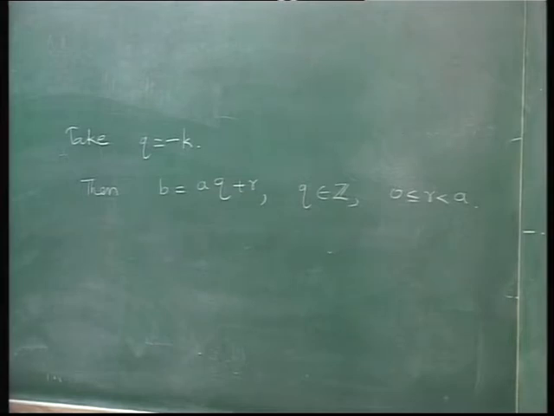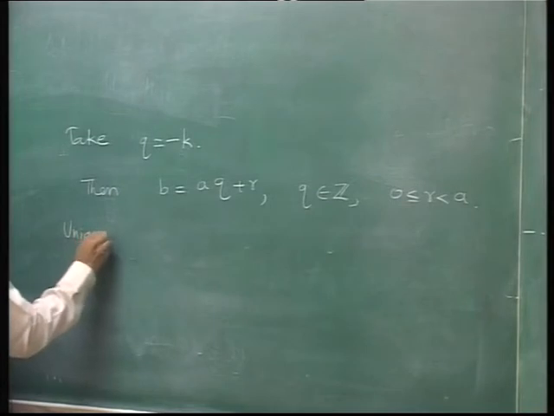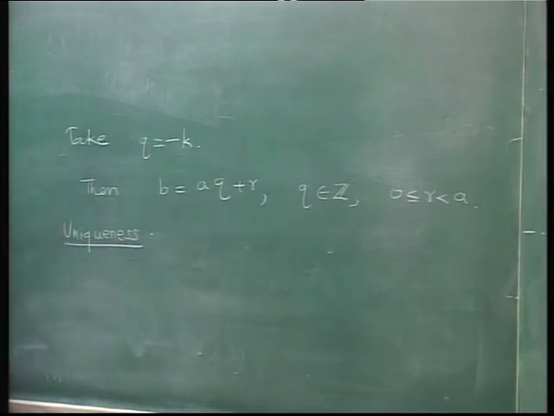that there is an integer q and a non-negative integer r less than a, such that we get b equal to aq plus r. Now you want to prove uniqueness, that there is exactly one q and exactly one r that satisfy these requirements.